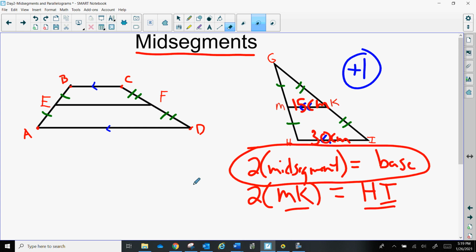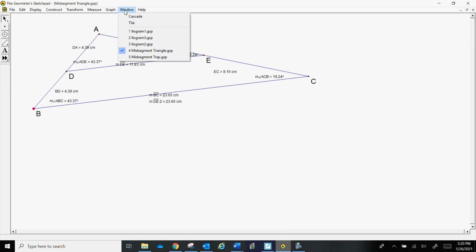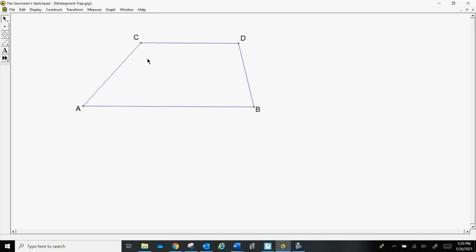Now I can come over here in a trapezoid, and I can do the same thing. I have your midsegment of a trapezoid. So a midsegment of a trapezoid is going to be, again, connecting any two midpoints.